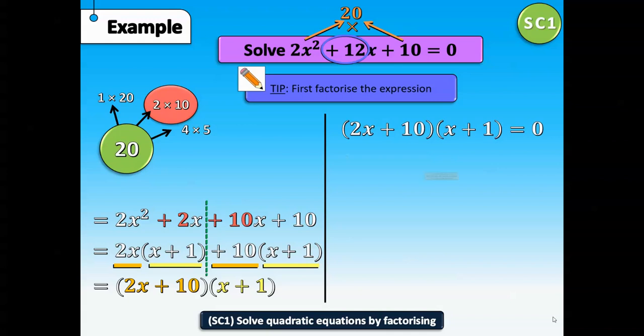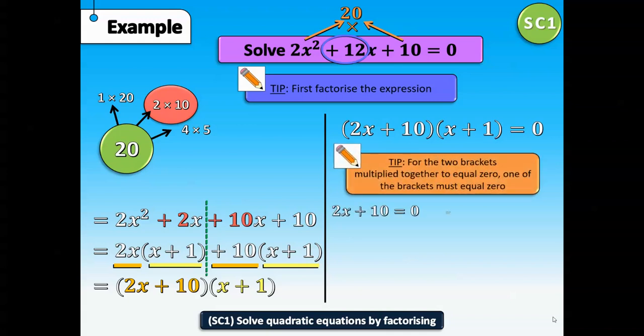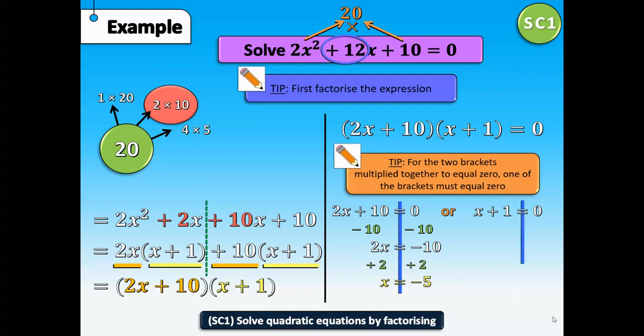Now to be able to solve it, I make each bracket equal 0. So 2x plus 10 equals 0, or x plus 1 equals 0. When 2x plus 10 equals 0, I can solve it by taking 10 off both sides, and then dividing both sides by 2. So x equals minus 5. The second equation, I can solve it by taking 1 off both sides, so x equals minus 1. So my two answers are x equals minus 5 or x equals minus 1.